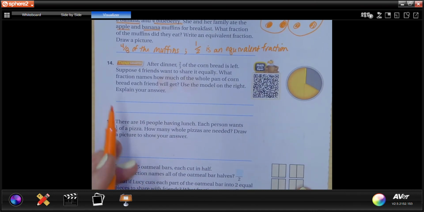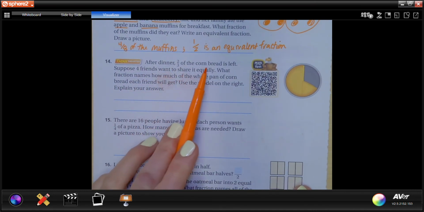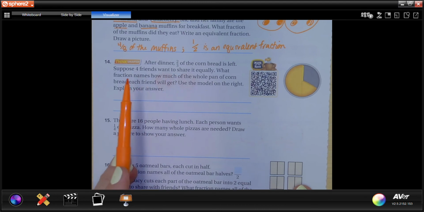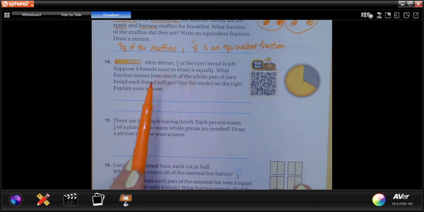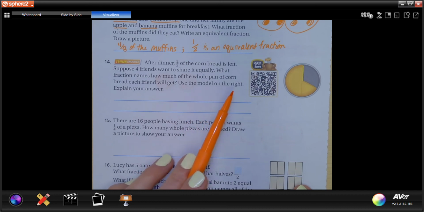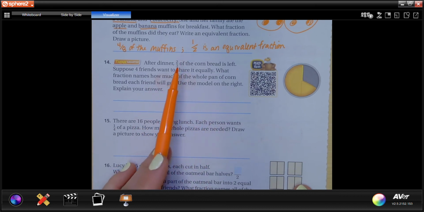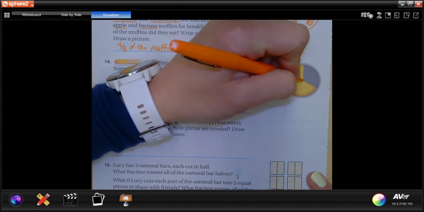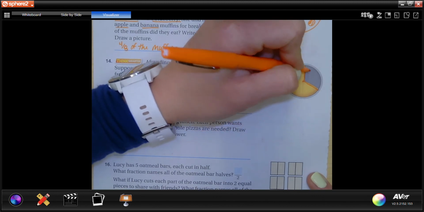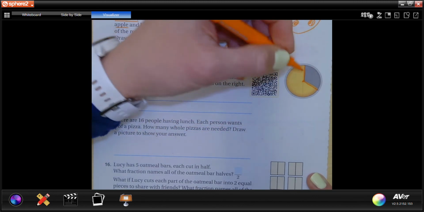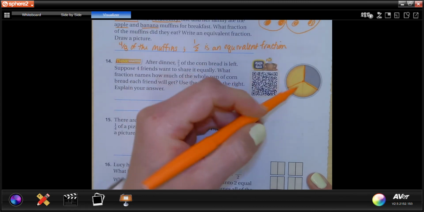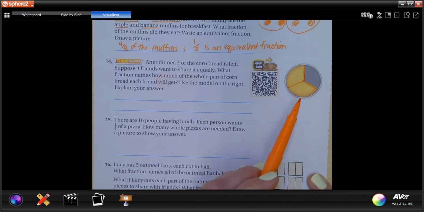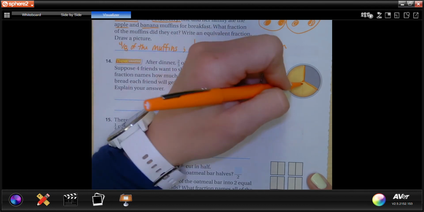Number 14. Think smarter. After dinner, 2/3 of the cornbread is left. Suppose 4 friends want to share it equally. What fraction names how much of the whole pan of cornbread each friend will get? Use the model to the right and explain your answer. Well, we know that 2/3 is left, so if we split it into thirds, this is 1/3 because that's what was eaten, so 2/3 are left. So 2 out of 3 are left. Is that enough for 4 friends to split? No, so we need to split them equally again.